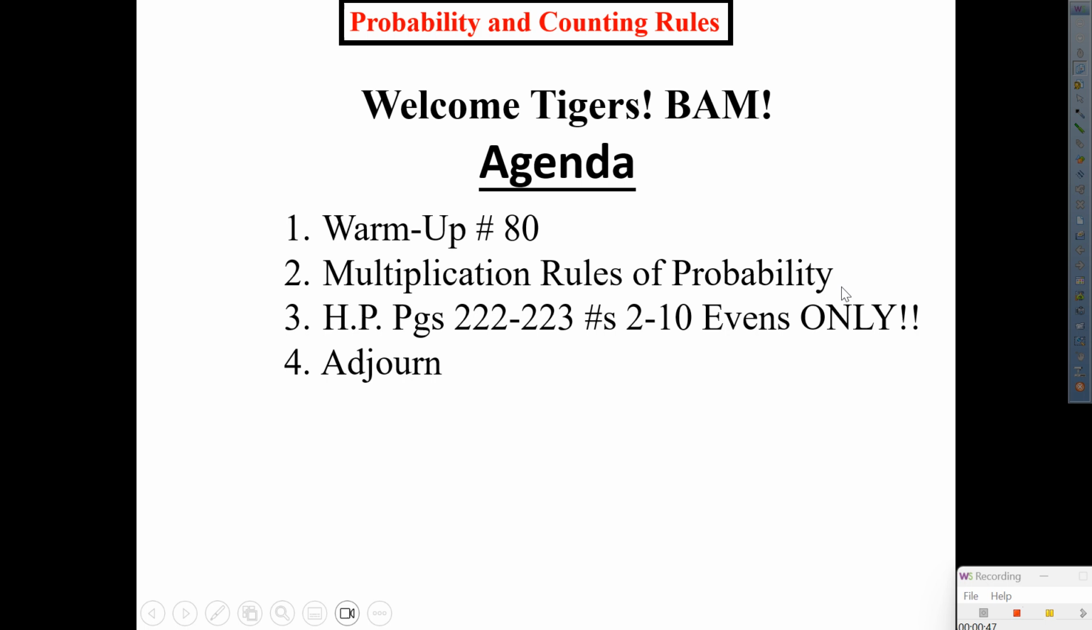So, agenda. Copy that. Warm-up number 80. Today we're moving on to multiplication rules. And tonight's home plate, page 222, 223, numbers 2 to 10, evens. Today's session is going to go expeditiously. We're going to finish pretty well with good time. I'm going to give you some problems for class, and then I'm going to assign the home plate. Stay focused, please. So make sure you put away your AirPods.